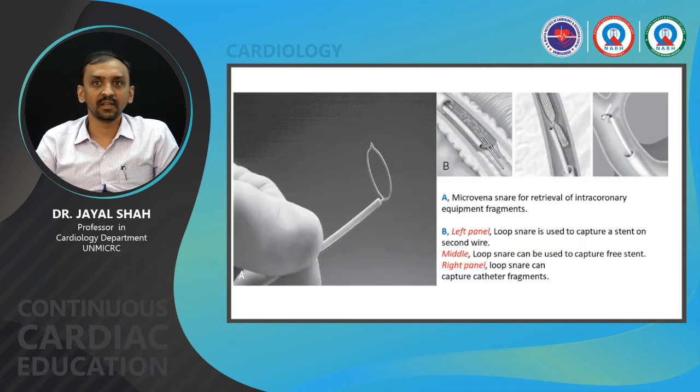So this is the snare which is used for retrieval of intracoronary fragments. In panel B, the left panel is showing the snare snaring the stent. Another one is capturing a free stent, and in the right panel it is capturing the catheter fragments.